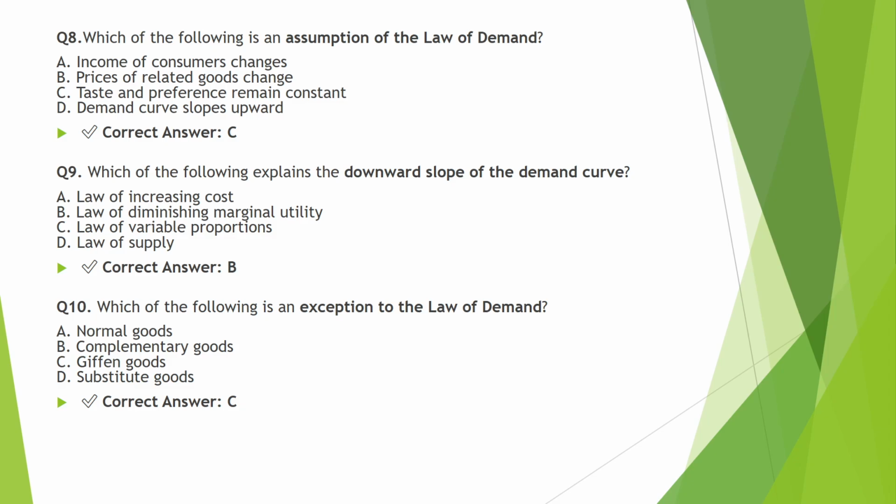Question number 9. Which of the following explains the downward slope of the demand curve? We have learned that in one of our lectures. So it's B, law of diminishing marginal utility. Okay, so you have to see my previous lectures for these questions. Which of the following is an exception to the law of demand? The exception is Giffen goods. I have taught you earlier. So you will get these questions right when you learn from my previous lectures.